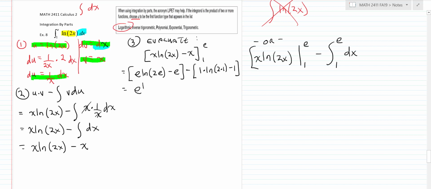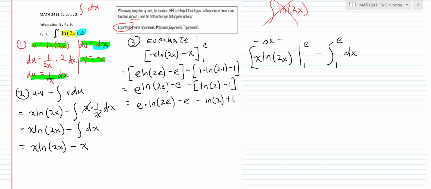And then just crunch out the details. So this looks like e ln of 2e minus e, and this is going to be minus ln of 2 minus 1. Okay, so that looks like e times ln of 2e minus e minus ln of 2 plus 1. Okay, now there is one thing that you can do, and you don't want to overlook these kind of things, because when you deal with this part right here, there's one other little thing you can do. So that thing, remember, if you do a log of a product, that is the sum of the logs.